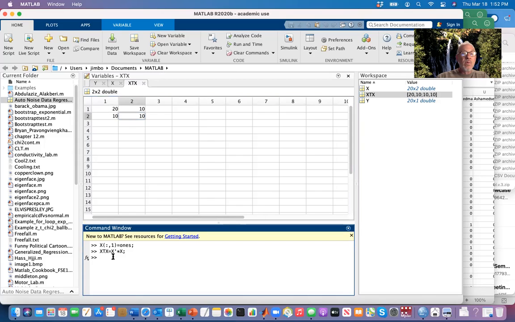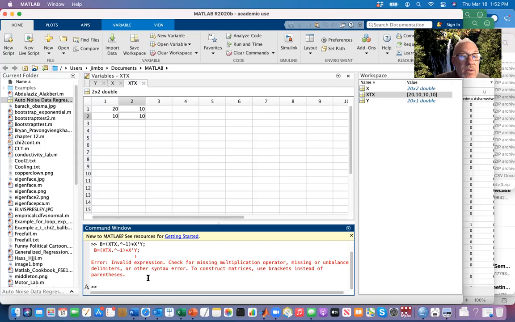Now, and then from that, let's just do the whole thing. And I'll do this X transpose X to the -1 times X transpose Y. This is going to give us our beta matrix. Oh, sorry, I have to multiply. This is Matlab.